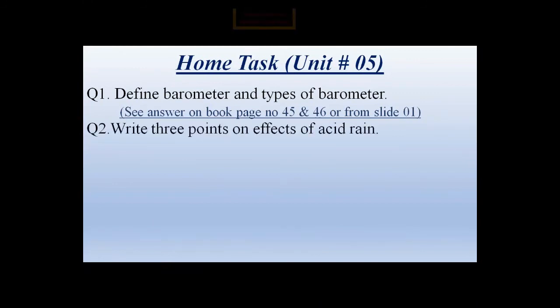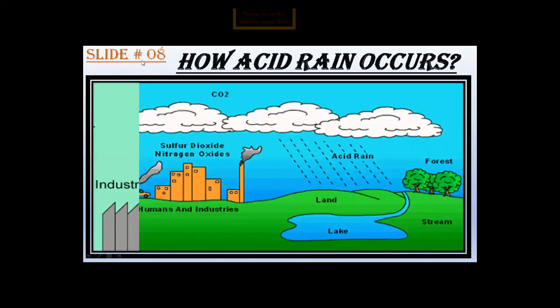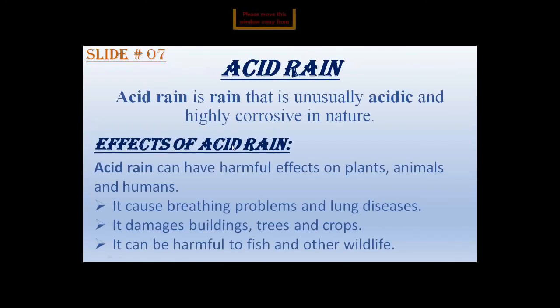Okay, what is question number 2? Question number 2 is: write 3 points on effects of acid rain. You will write only 3 points. You can see the answer in your book on page number 47, or you can take the answer from slide number 7. The answer for question number 2 is present on slide number 7. So these 3 are the effects of acid rain, and you will copy the answer from the slides.